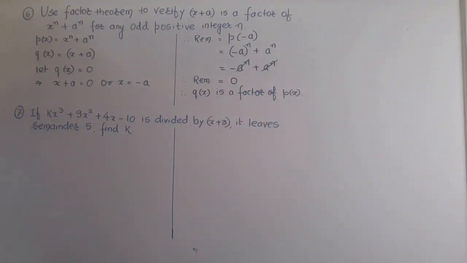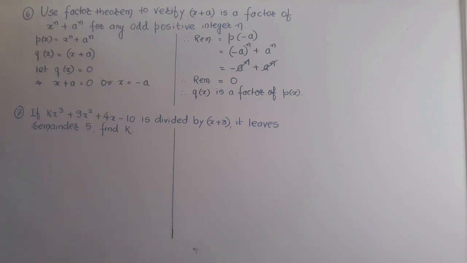The next question given to us: if kx cube plus 9x square plus 4x minus 10 is divided by x plus 3 and it leaves the remainder 5, the remainder is a non-zero term, meaning x plus 3 is not a factor. Then we have to find the value of k.